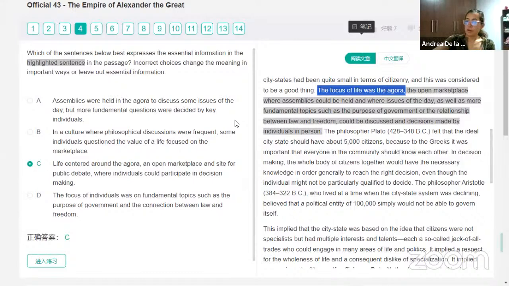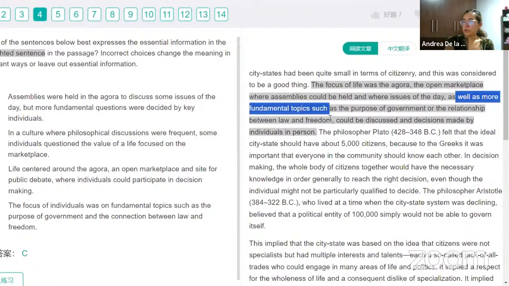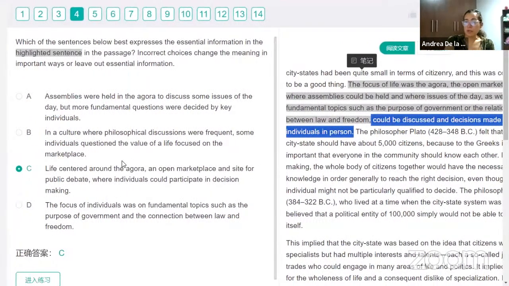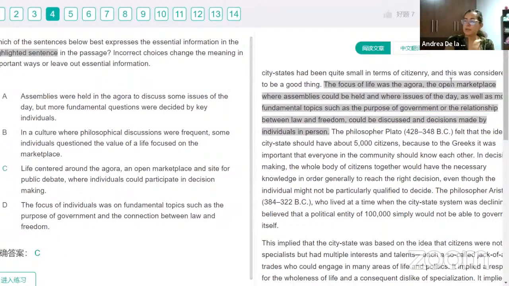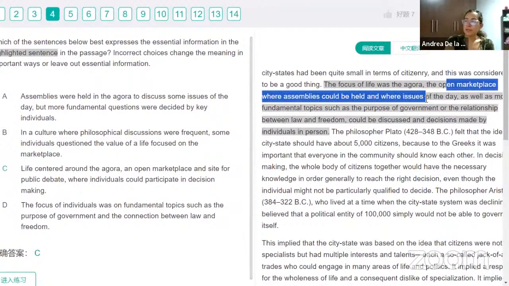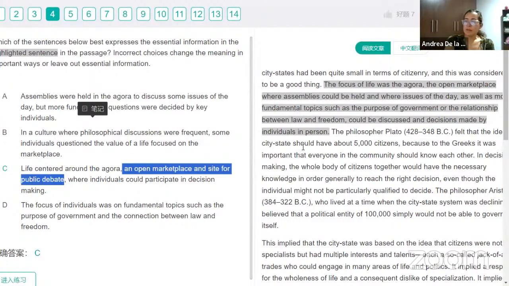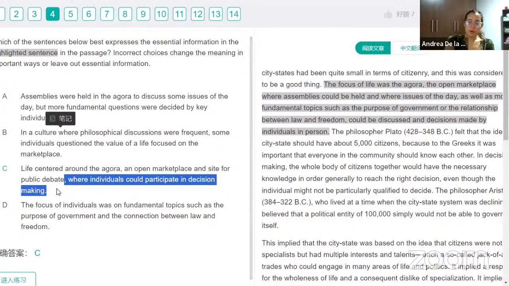No necesariamente. Si vemos las comas, teníamos una parte acá, otra acá y otra acá, ¿no? Y la opción correcta también tiene tres comas, pero en realidad no es lo mismo. Acá dice, an open marketplace where assemblies could be held, were issues of the day. Entonces acá tendríamos, aside for public debate, pero no menciona nada de issues of the day. Entonces, no necesariamente, porque incluso si no tuviese esta parte, igual estaría correcto.